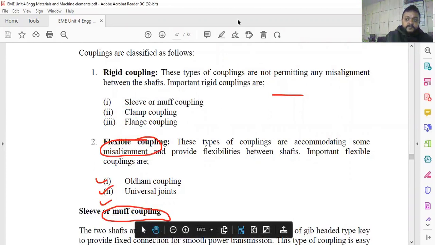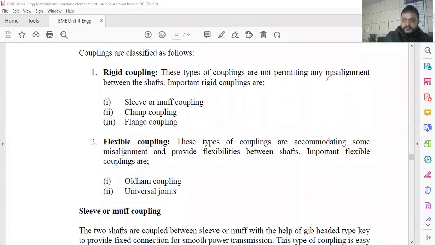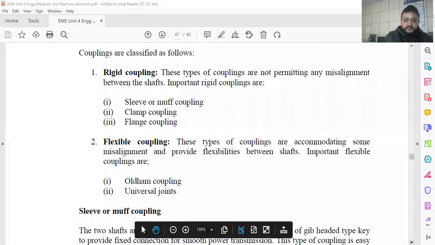Now we will see each and every coupling in brief: how they work, how they look, and what the construction requirements of these couplings are.